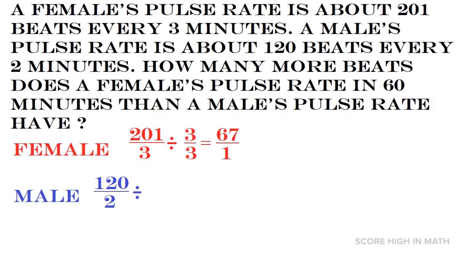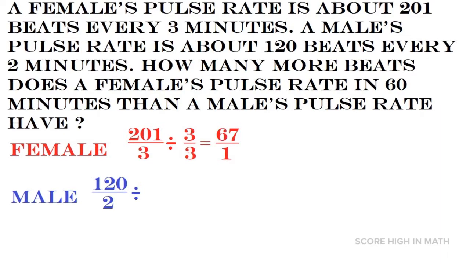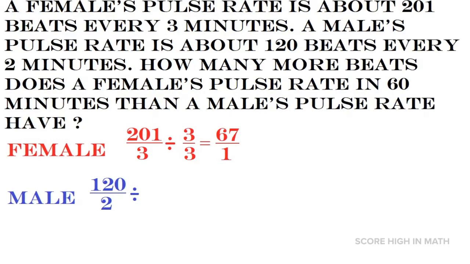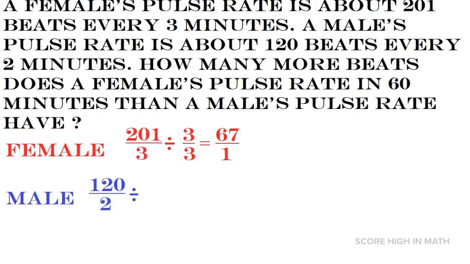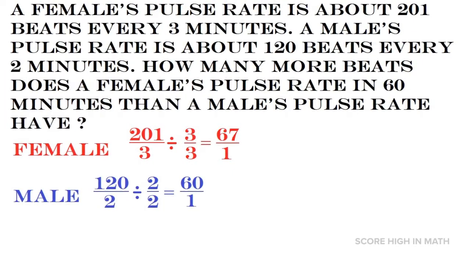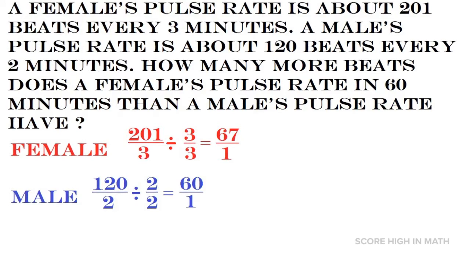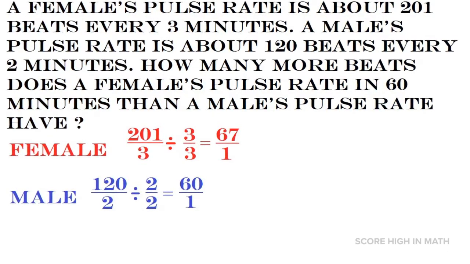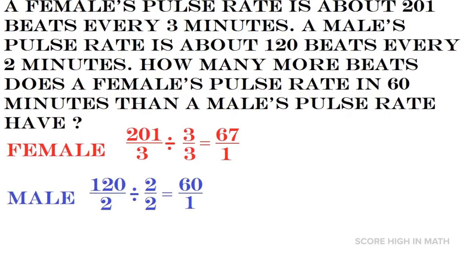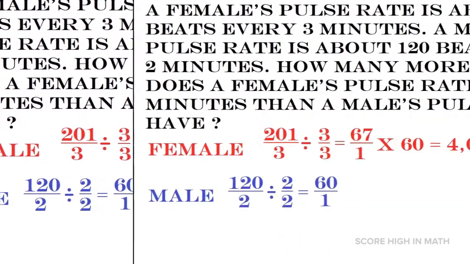To get the unit rate of the female's pulse rate, we are going to divide the fraction by 3. Therefore, 210 divided by 3 is equal to 70, and 3 divided by 3 is equal to 1. As a result, the unit rate of the female's pulse rate is 70 all over 1. Correspondingly, to get the unit rate of the male's pulse rate, we are going to divide the fraction by 2. Therefore, 120 divided by 2 is equal to 60, and 2 divided by 2 is equal to 1. Hence, the male's pulse rate is equal to 60 all over 1.